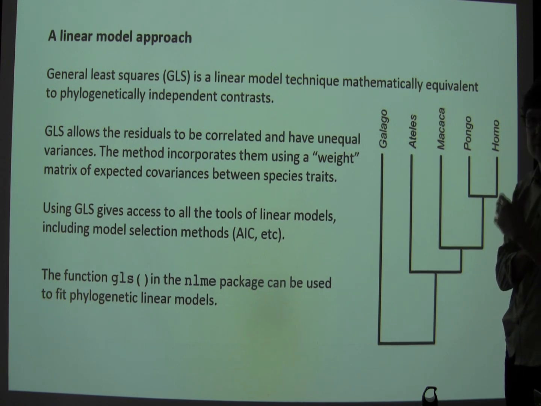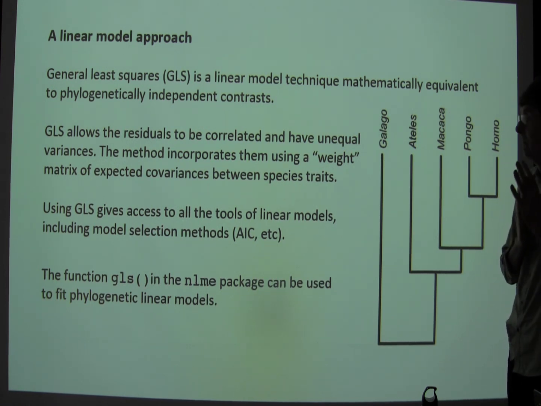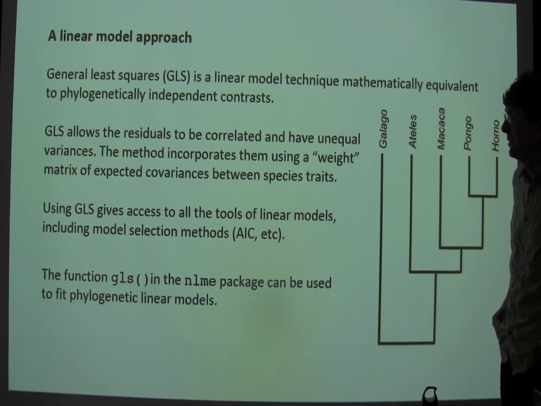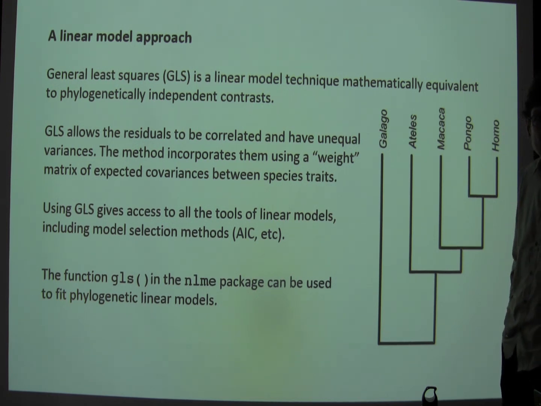And GLS was invented long ago, long before Felsenstein, 1985. And it was developed for the situation in which the residuals in a linear model, the residuals in Y, between the observed and the predicted values, are correlated, and they don't have the same variance.